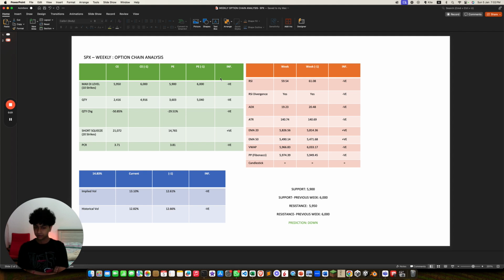The support this week is 5,900. The previous week's support is 6,000 based on the option chain. And the resistance this week is 5,950, and the previous week's resistance is 6,000. And the overall prediction from the option chain is that the S&P 500 goes down.